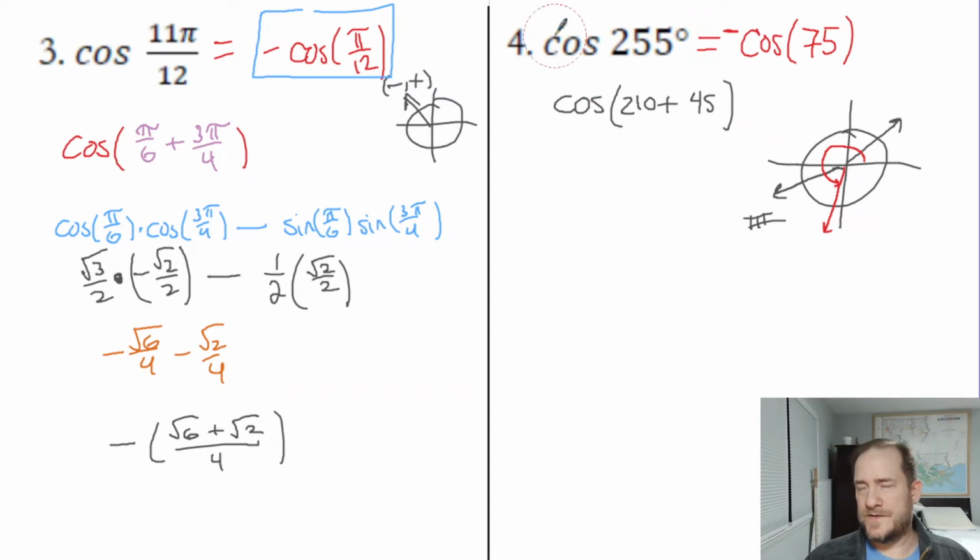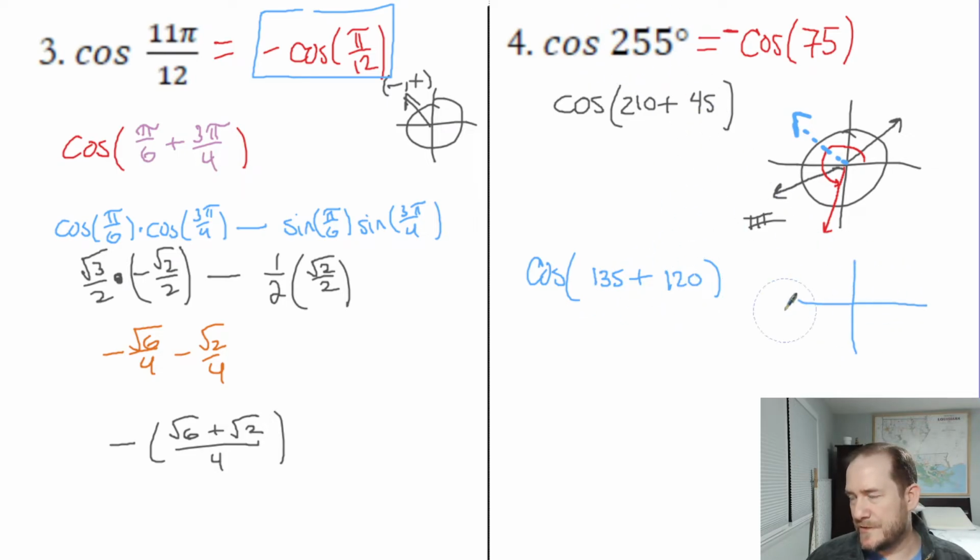If you're more inclined to just attack the problem directly and as written, you could be doing 210 and 45. What else could you do? You need a 45-degree reference angle. So the next 45-degree reference angle is 135. So if you're inclined, you could do cosine of 135 plus whatever gets you up to 255. So it's looking like 120. That adds up correctly. And then what you're working with now is two angles that are both from quadrant 2. The 120 being a 60-degree reference angle, the 135 being a 45-degree reference angle.